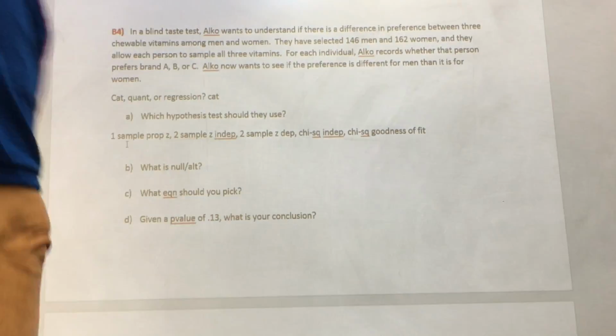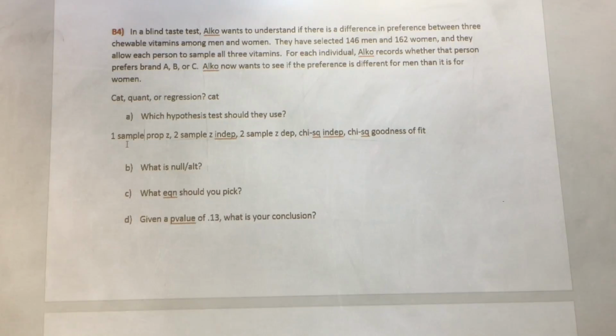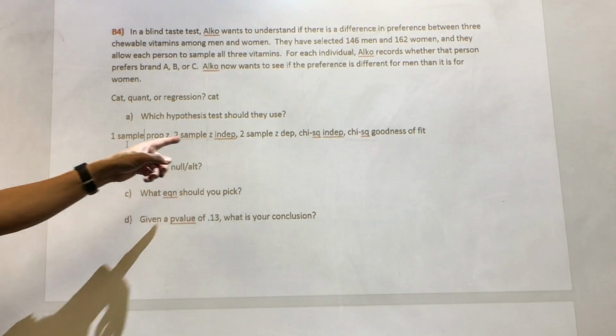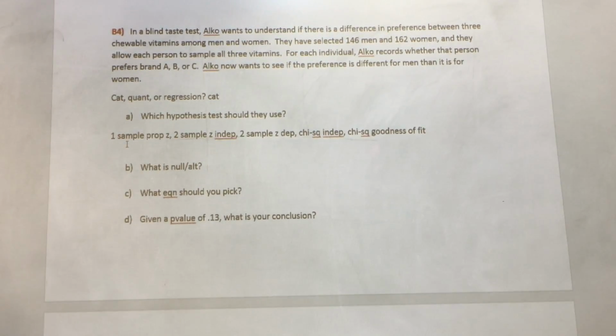Okay, what do you got, Cassidy? 2 sample Z independent, because it's between the men and women, and they're independent from each other. Okay, so 2 sample Z independent. Cassidy? I say chi-square independence because we don't have the same information for the population, and because we're seeing if their preference is independent of their gender. Okay. Any other choices? The Cassidy twins disagree on this one.